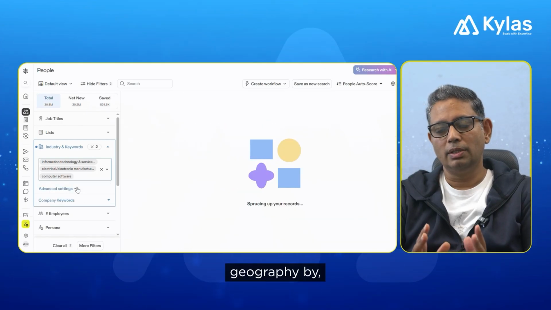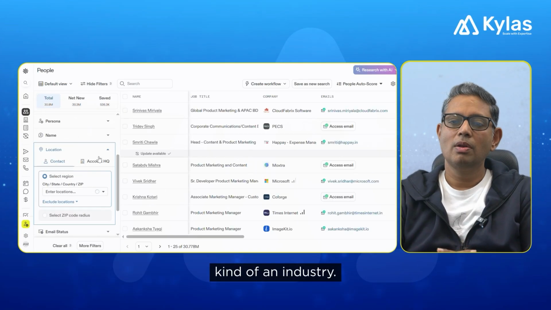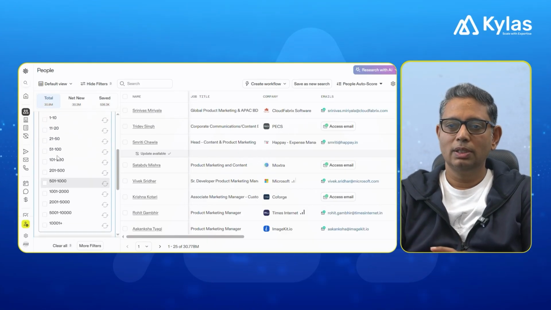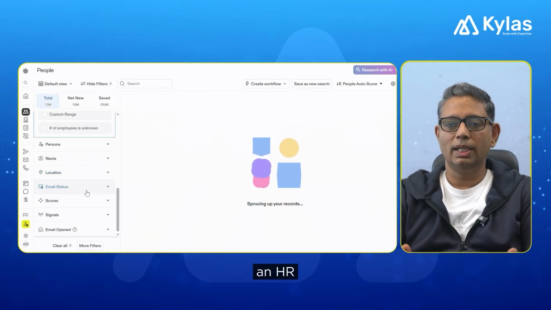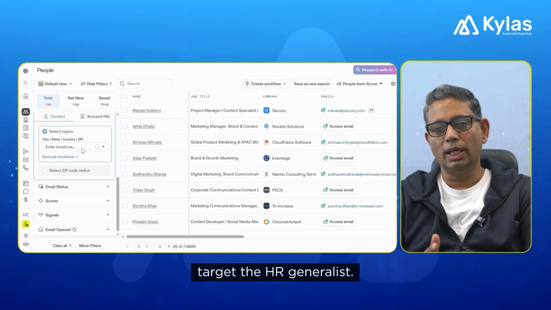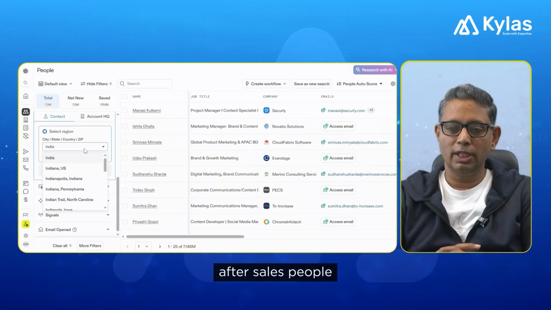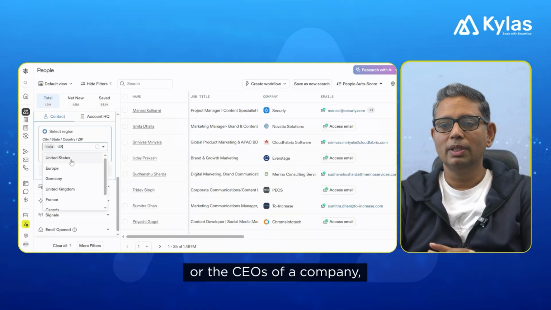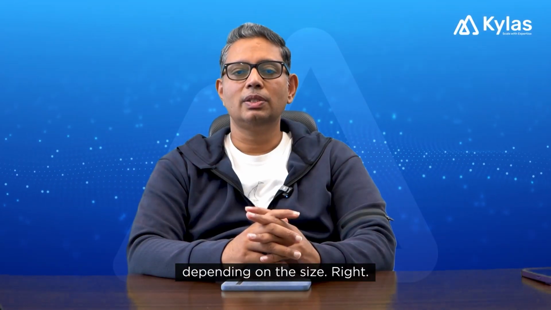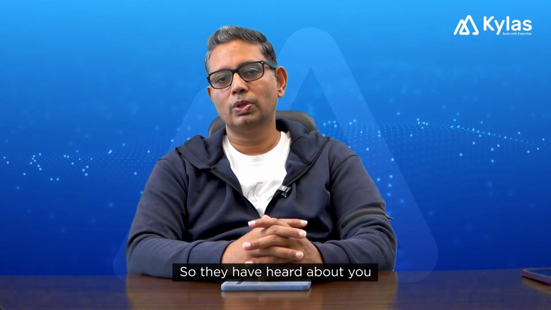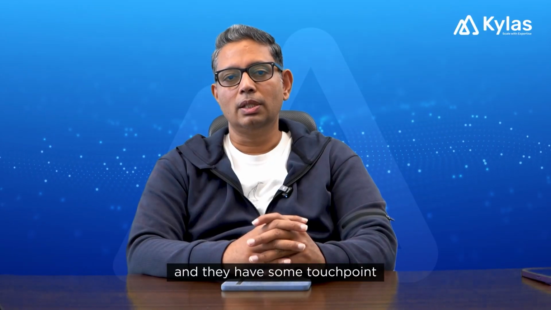While looking at the database, you can segment your companies based on geography and kind of industry. You can also put a filter on seniority. So if you are selling HR software, you need to target the HR generalist. If you are selling a CRM like us, you need to go after salespeople or the CEOs of a company, depending on the size, right? So segment the right contacts in the company to go after. Obviously, you keep the leadership always in the loop, so they have heard about you and they have some touch point or knowledge about the company.